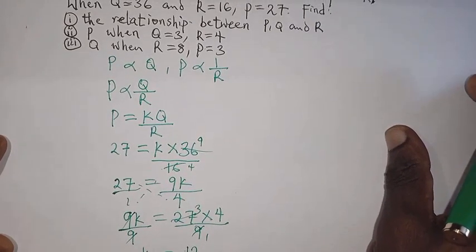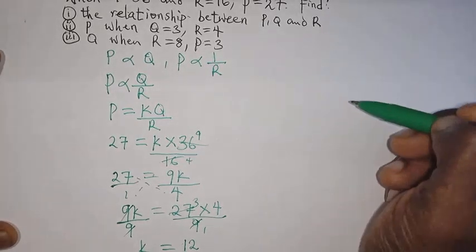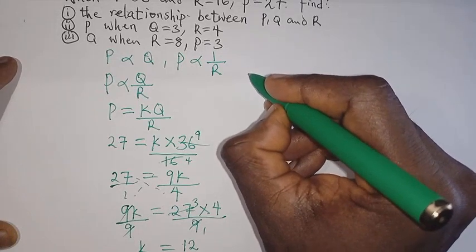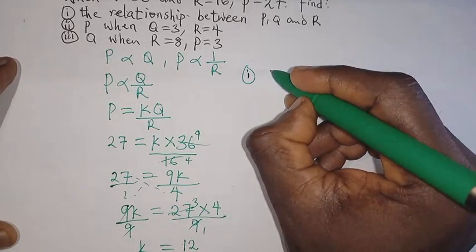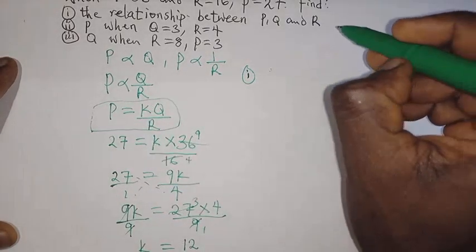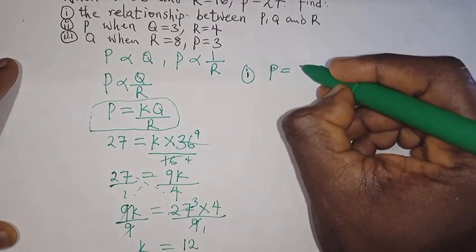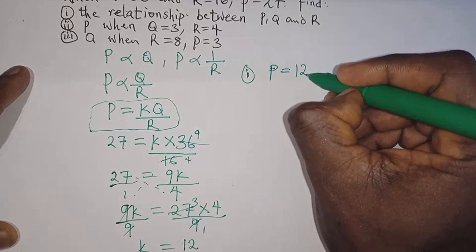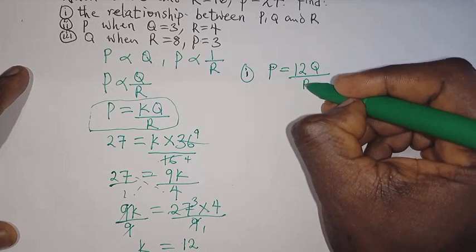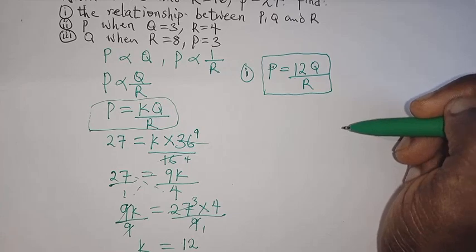But of course, that's not the final answer. So we're going to write the relationship because the first part of the question says find the relationship between P, Q, R. Now the relationship is simply, of course, remember what I said in the previous video, that the relationship is taken from that. So P equals K. Now our value for K is 12, so you slot it in. P equals 12Q over R. So this is the relationship between P, Q, and R.